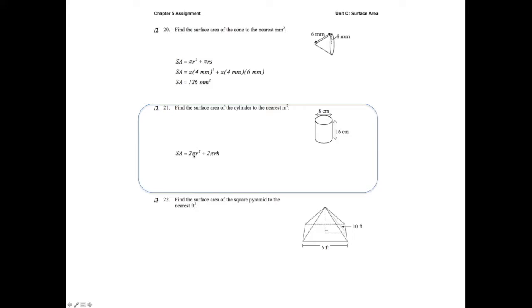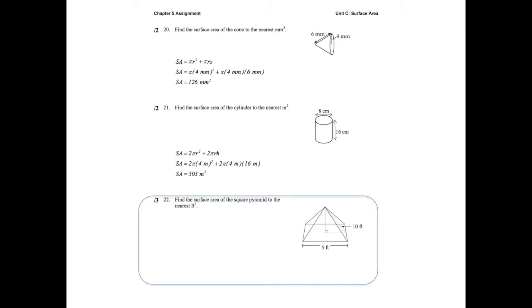We have 2 pi r squared, which is going to basically do the area of the top and the bottom circle. You can't see the bottom circle in this picture though. And then the 2 pi r h is going to be the calculation for the outside of the cylinder. Now, as we plug these values into our formula, we should have something that looks like this. 2 times pi times 4 meters squared plus 2 times pi times 4 times 16. Now, once we crunch all those numbers, you should end up with a number of 503 meters squared.